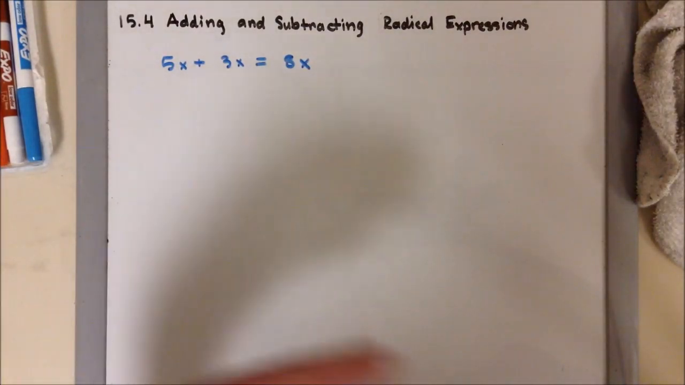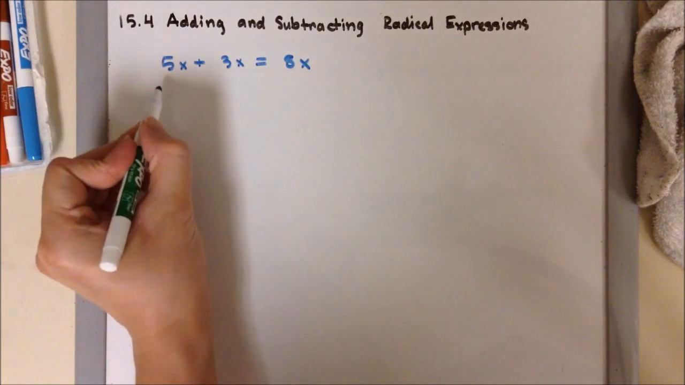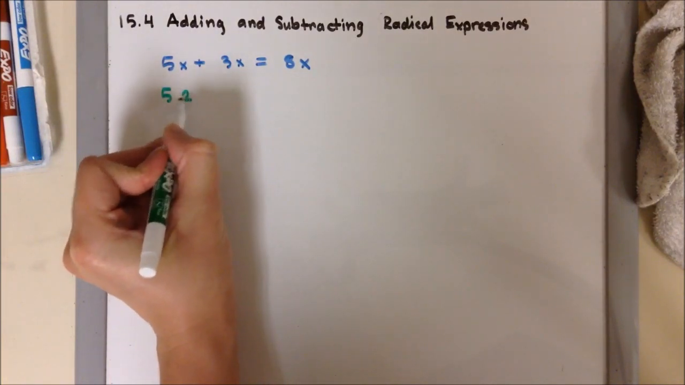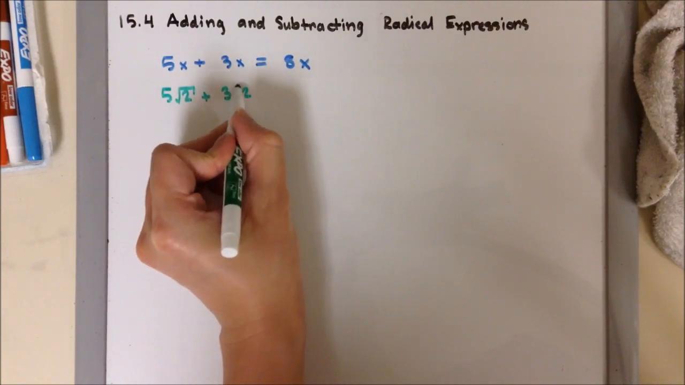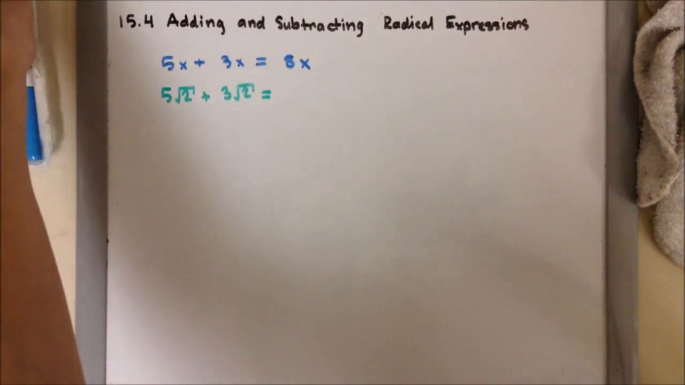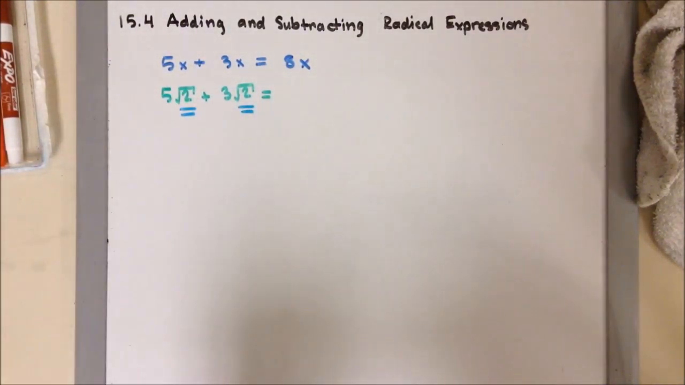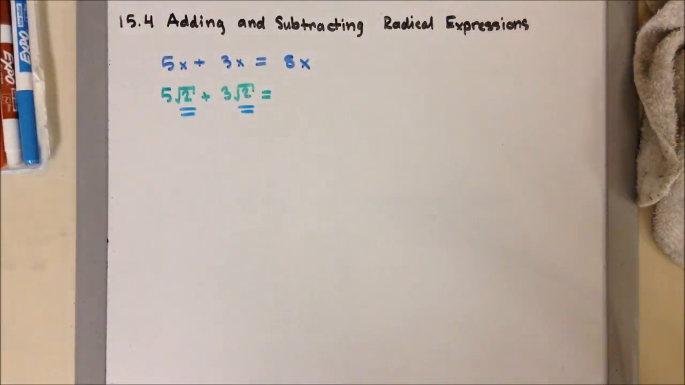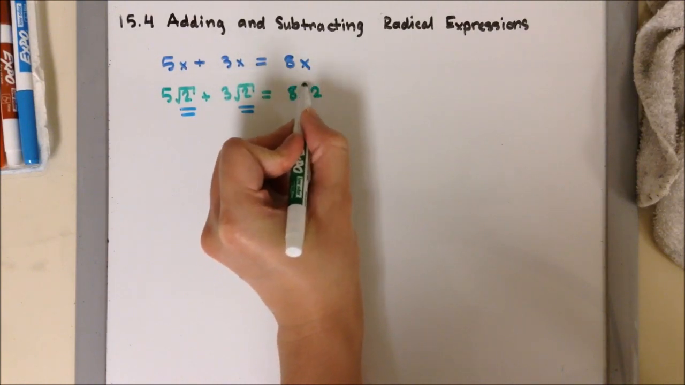So when it comes to radical expressions, I'm going to do an example using these numbers. So say instead of 5x, I have 5 square root of 2 plus 3 square root of 2. Since both of these terms have square root of 2, that means that we can combine like terms. So again, I'm underlining my like terms, meaning that the 5 and the 3 have square root of 2. It's going to be very much the same process as the previous example. So my answer would be 8 square root of 2.